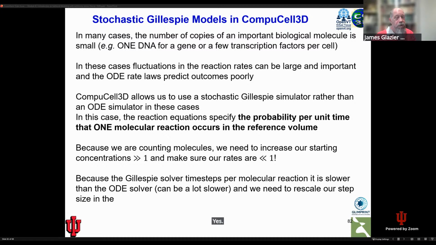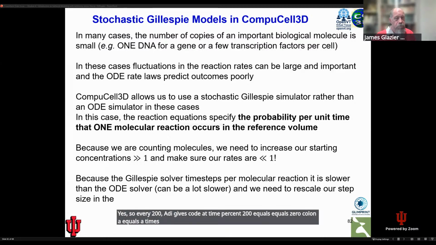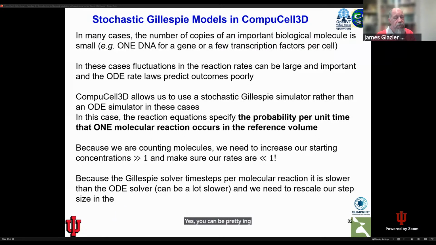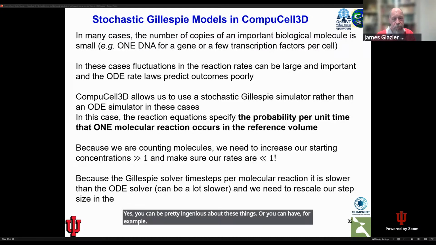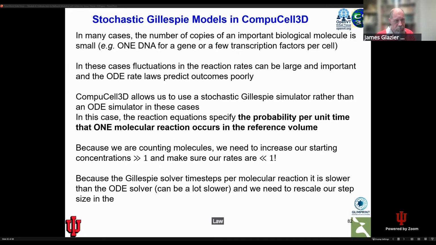Yes, so for every 200 time steps, you could write at time %200 equals 0, colon A equals A times 2. That will double the value of A every 200 time steps. Yes, you can be pretty ingenious about these things. Or you can have, for example, the sign of the rate law change from plus to minus under some conditions. You can write oscillators like that too. It can be a lot of fun to play with the event handlers.